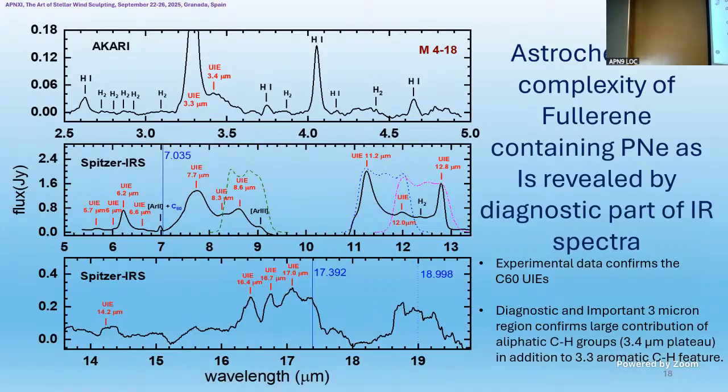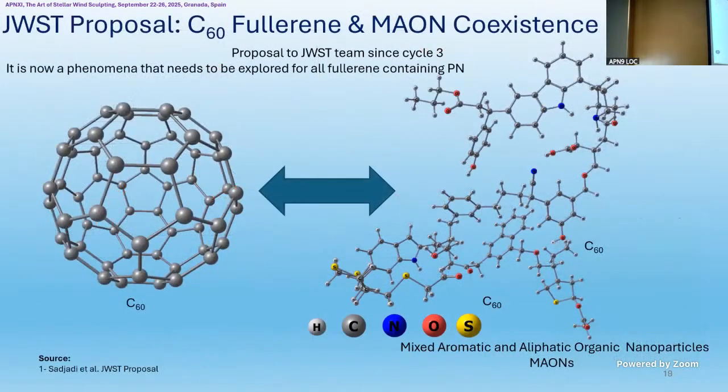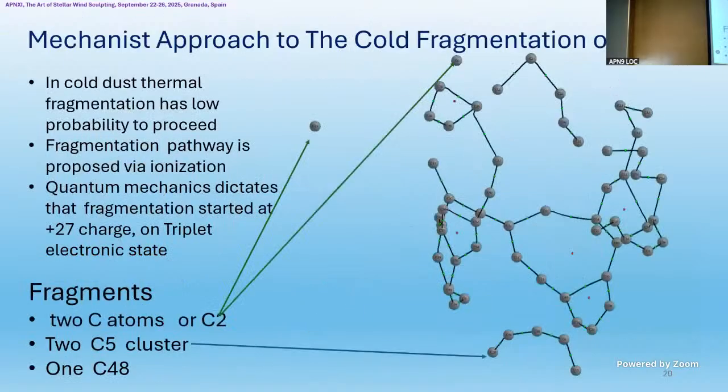This is a 3.3 with the signature of the aromatic compounds, or aromatic bonds between carbon and hydrogen. And very interesting, a large plateau, whose flux is, I can say by eye, half of the flux of the 3.3, and that's the signature of the aliphatic compound. So we suggested such coexistence between the fullerene and the complexity of the fullerene-containing compounds in cycle 3. Okay, we carry on with cycle 5 as well.